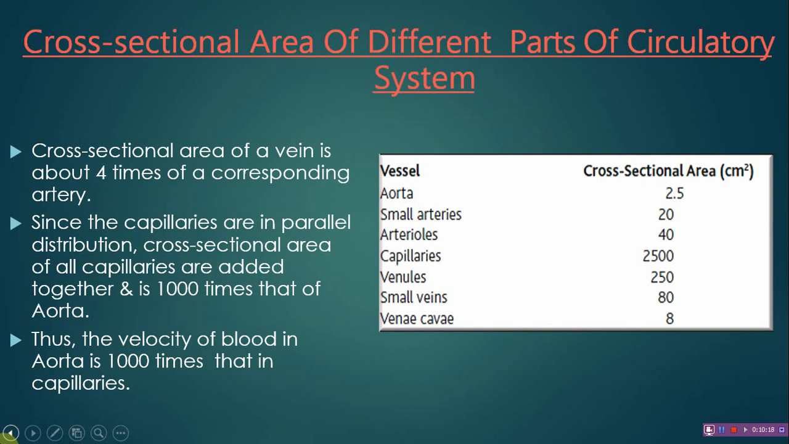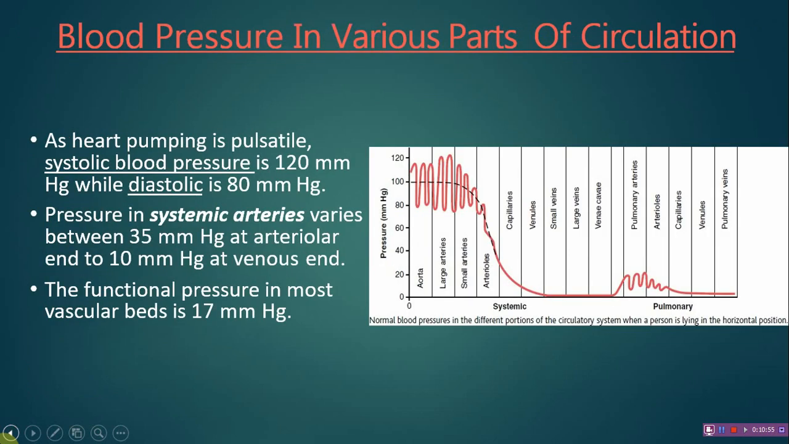Here in the table, you can see the different cross-sectional areas of the different vessels in the body. The cross-sectional area is the highest in the capillaries and the lowest in the aorta. The cross-sectional area of a vein is about 4 times that of the corresponding artery. Since the capillaries are in parallel distribution, the cross-sectional areas of all capillaries are added together and become 1000 times that of the aorta. Thus, from the equation we have studied before, the velocity of blood in the aorta is 1000 times that in the capillaries.